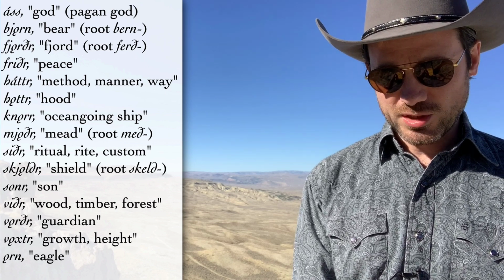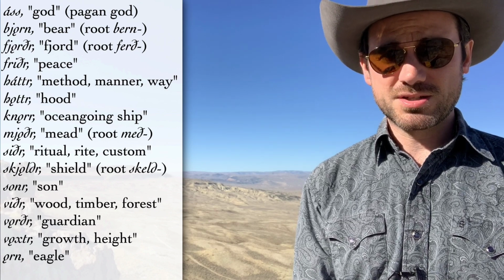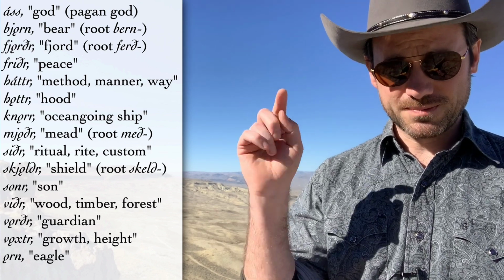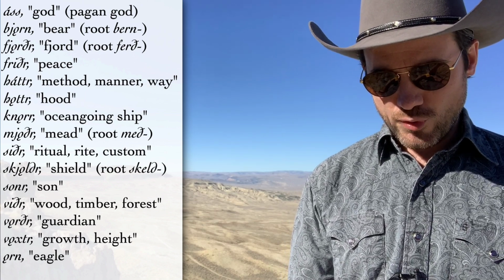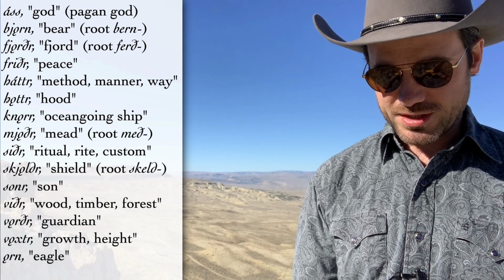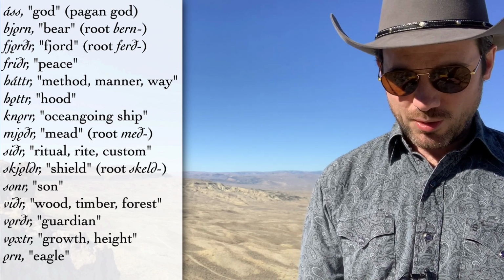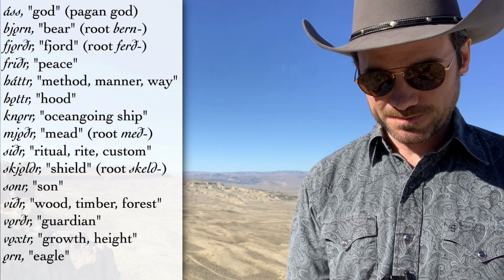Siðr, which is custom, like cultural custom or religious ritual, that sort of thing. Skjöldr, which is shield. Sunr, which is son, as in my sons and my daughters, not this son. Viðr, which is wood. Vörðr, which is guardian. Vöxtr, which is growth or height of a person. And Örn, which is eagle.